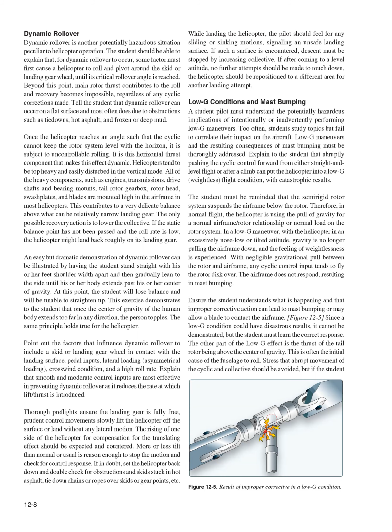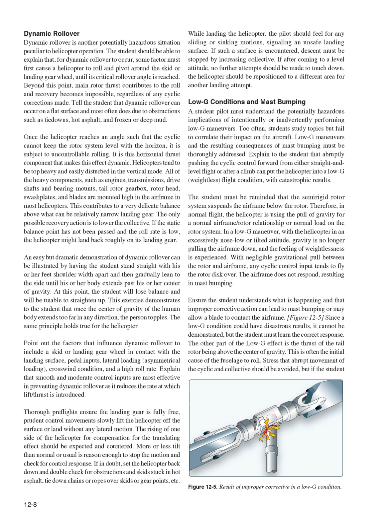Dynamic rollover is another potentially hazardous situation peculiar to helicopter operation. The student should be able to explain that, for dynamic rollover to occur, some factor must first cause a helicopter to roll and pivot around the skid or landing gear wheel, until its critical rollover angle is reached. Beyond this point, main rotor thrust contributes to the roll and recovery becomes impossible, regardless of any cyclic corrections made. Tell the student that dynamic rollover can occur on a flat surface and most often does due to obstructions such as tie-downs, hot asphalt, and frozen or deep mud.